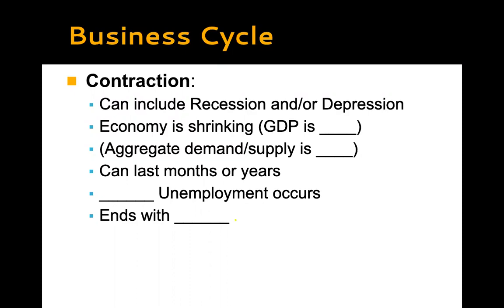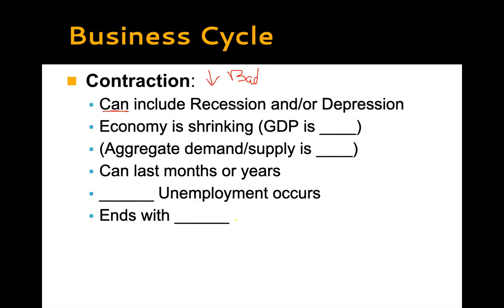So the contraction phase, again, is when the economy is going down, when the economy is bad. The contraction phase can include recession or depression. It doesn't have to, but it can. Just because we're in a contraction phase, just because the economy is going down and is not as good as it once was, does not mean we've necessarily hit a recession or a depression. It just means the economy is on a downturn.